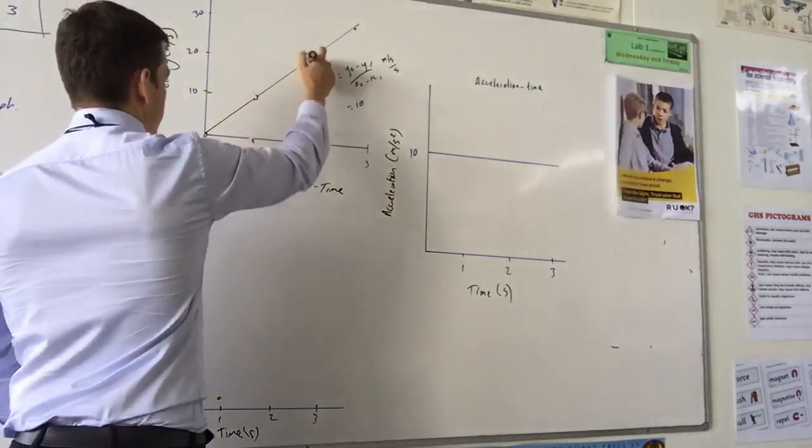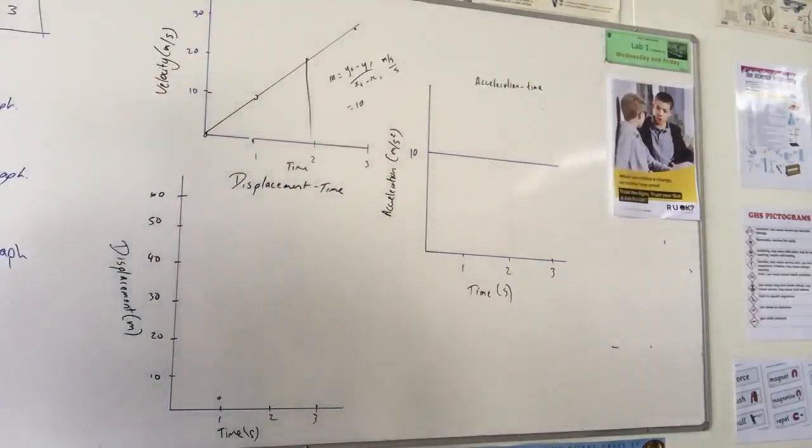Another question. What's the area of that triangle? 20. How'd you get that? Your base is 2, height is 20. So 40 divided by 2 is? Very good. Another question. What was the average speed in the second second? Just the second second. Started at 10, finished at 20. What was the average speed?